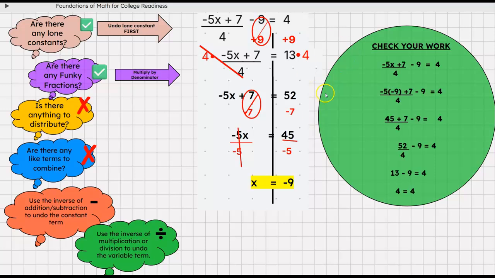We do need to check the answer by plugging our negative 9 into the original equation. And once you check the answer, you will see that negative 9 is correct because 4 does equal 4.